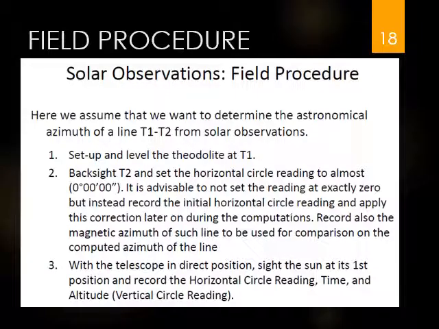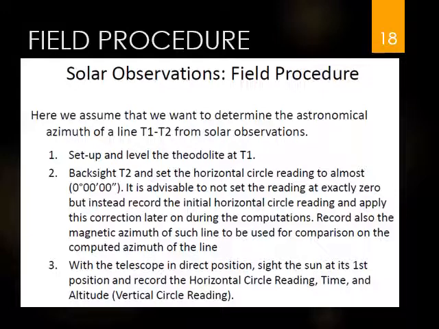Okay? So, ito yung field procedure and how are we going to conduct the solar observation step by step. Here, we assume that we want to determine the astronomical azimuth of your T1 and T2. So, mag-establish tayo ng T1 to T2 where yung T2 natin ay may given na coordinates. So, i-set natin siya as ating control. Magse-set up tayo ng instrument at T1. Then, backsight kayo kay T2. I-set natin yung ating horizontal angle kay T2 to 0.